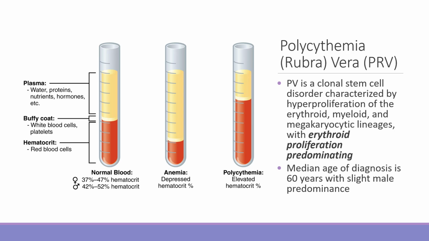Now, if we look at the sample in the middle, we're going to see a decreased red cell count and a lot more plasma present. And this is because this patient is anemic and has a decreased hematocrit.